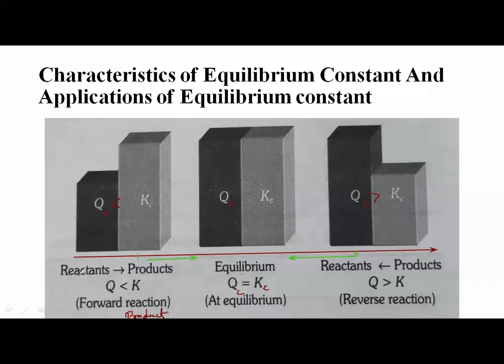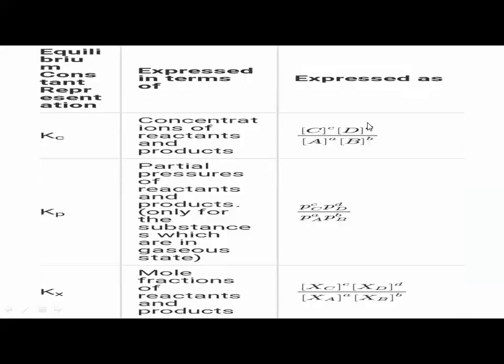So if Qc is less than Kc, it will proceed in the direction of products. If Qc is more than Kc, it will proceed in the direction of the reactants. So these are the applications of the equilibrium constant. I hope the characteristics and applications of the equilibrium constant are quite clear.